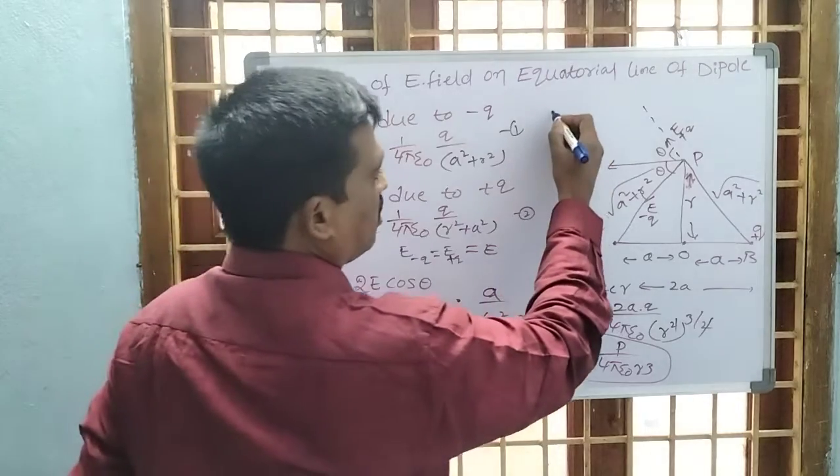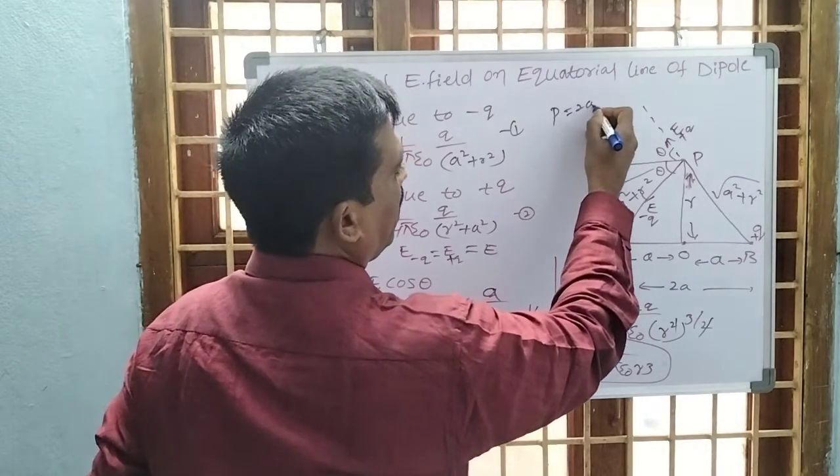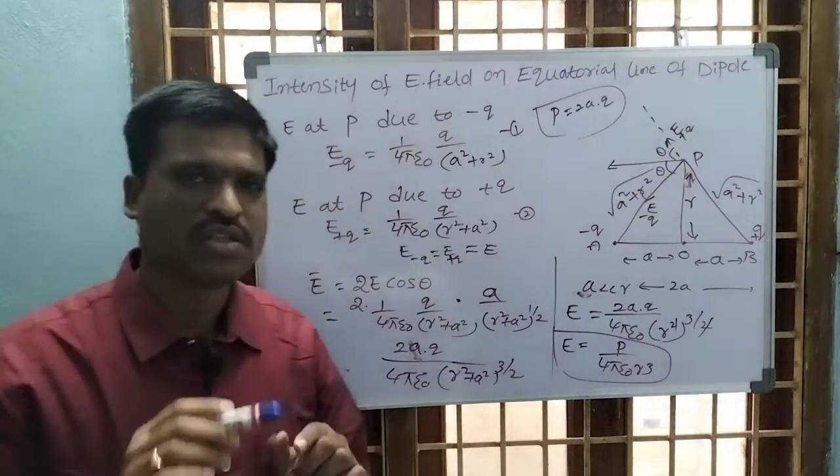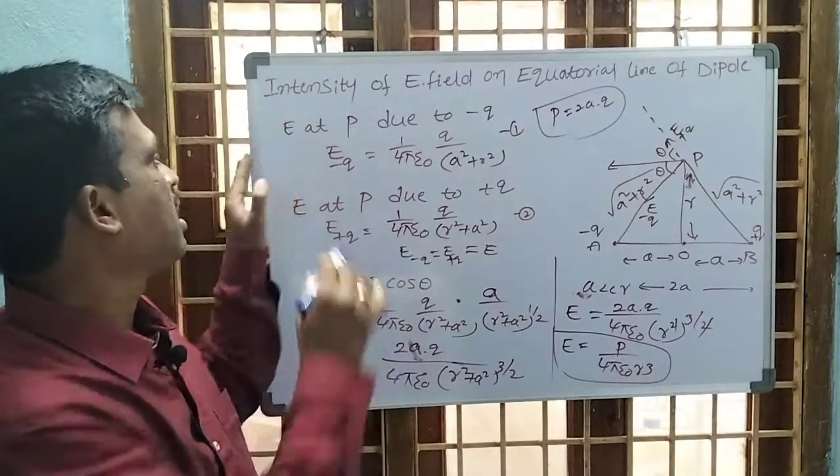Now already you know that P is equal to 2a into q. From here we have written this. So this is the most important for 4 marks in IPE.